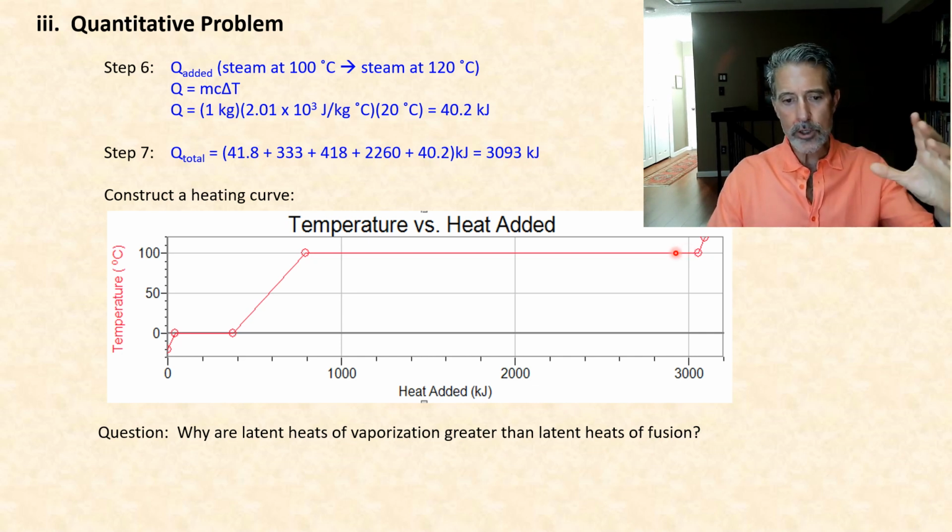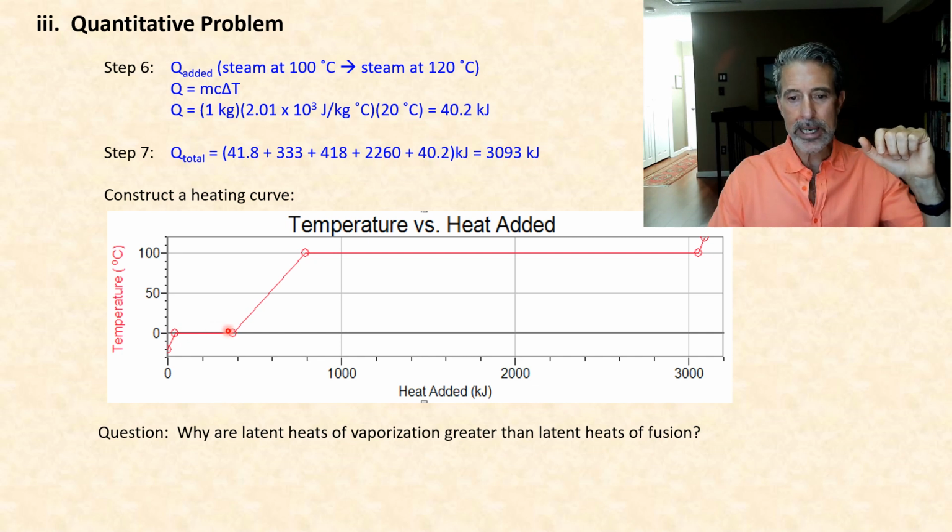So we're asked a question here, why are the latent heats of vaporization greater than latent heats of fusion? You'll notice here, the latent heat of fusion has a certain amount of heat that's added, which is much less than the second flat portion here, which is a much greater amount of heat corresponding to the latent heat of vaporization. Why is this? Well, I briefly alluded to this in the previous slide.